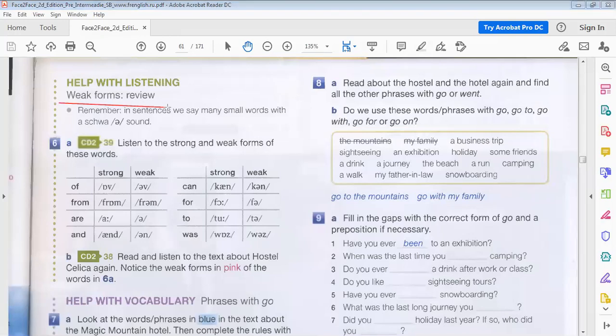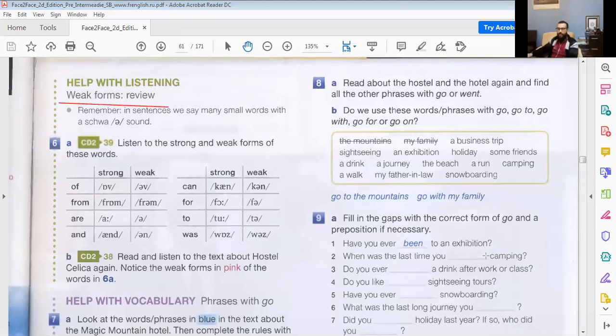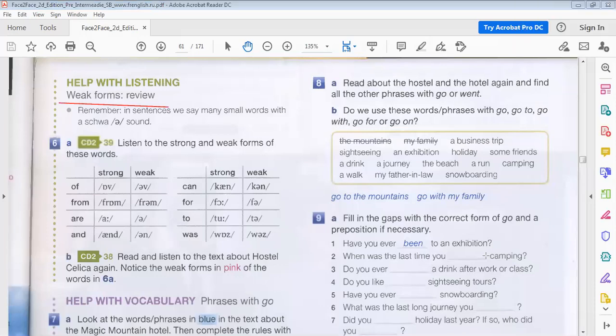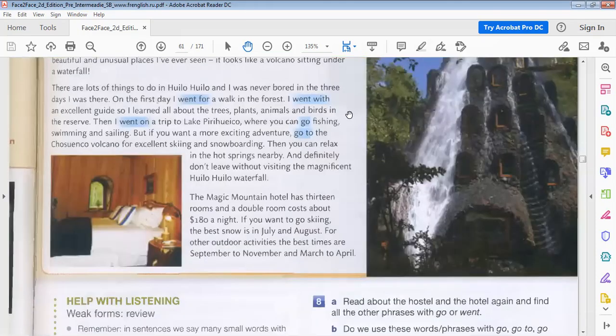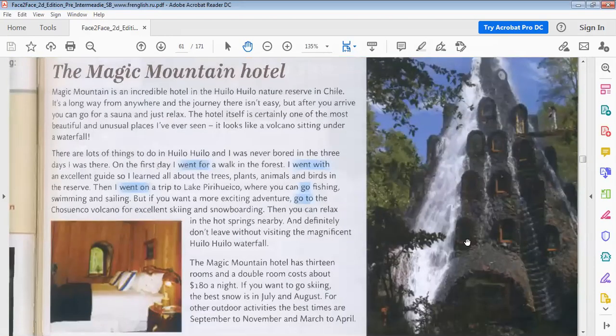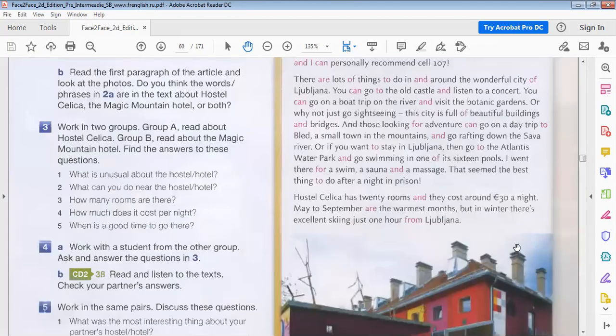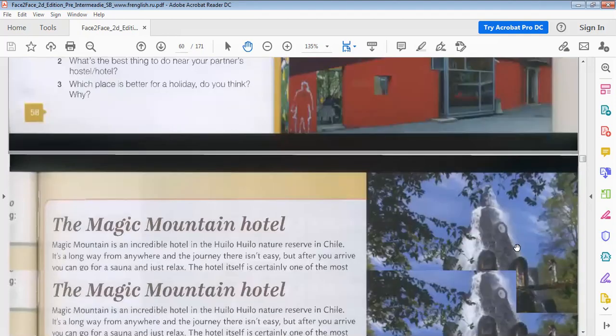So, can you hear me now? Yes, I hear you. Okay. So the question was, which one would you like to visit and why? You said the hotel. You prefer the hotel. But why do you prefer the hotel? Why do you think the Magic Mountain Hotel is more interesting than the hostel for you? This was the question.